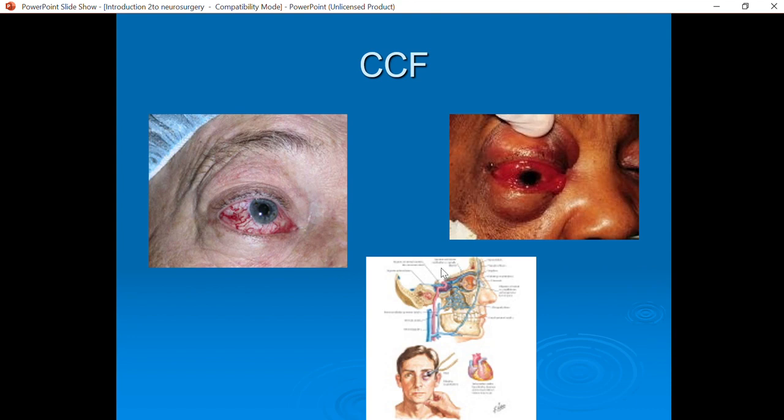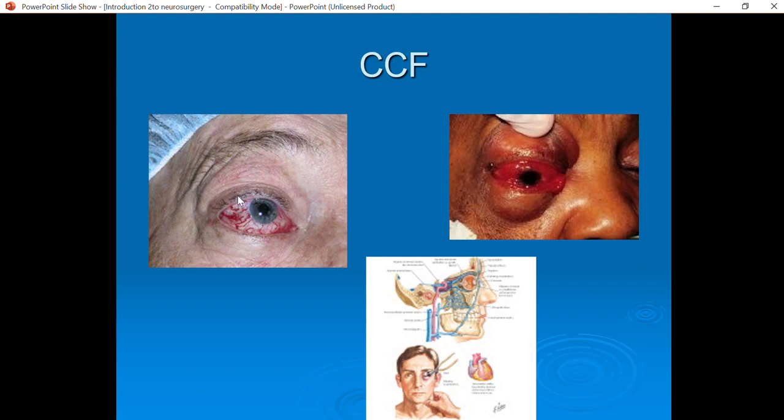If there is a tear in the carotid while it passes through the cavernous sinus, then a carotid cavernous fistula forms and the cavernous sinus will be arterialized. There is high blood pressure in the cavernous sinus, which is transmitted to the ophthalmic veins draining the eye, and there is congestion.